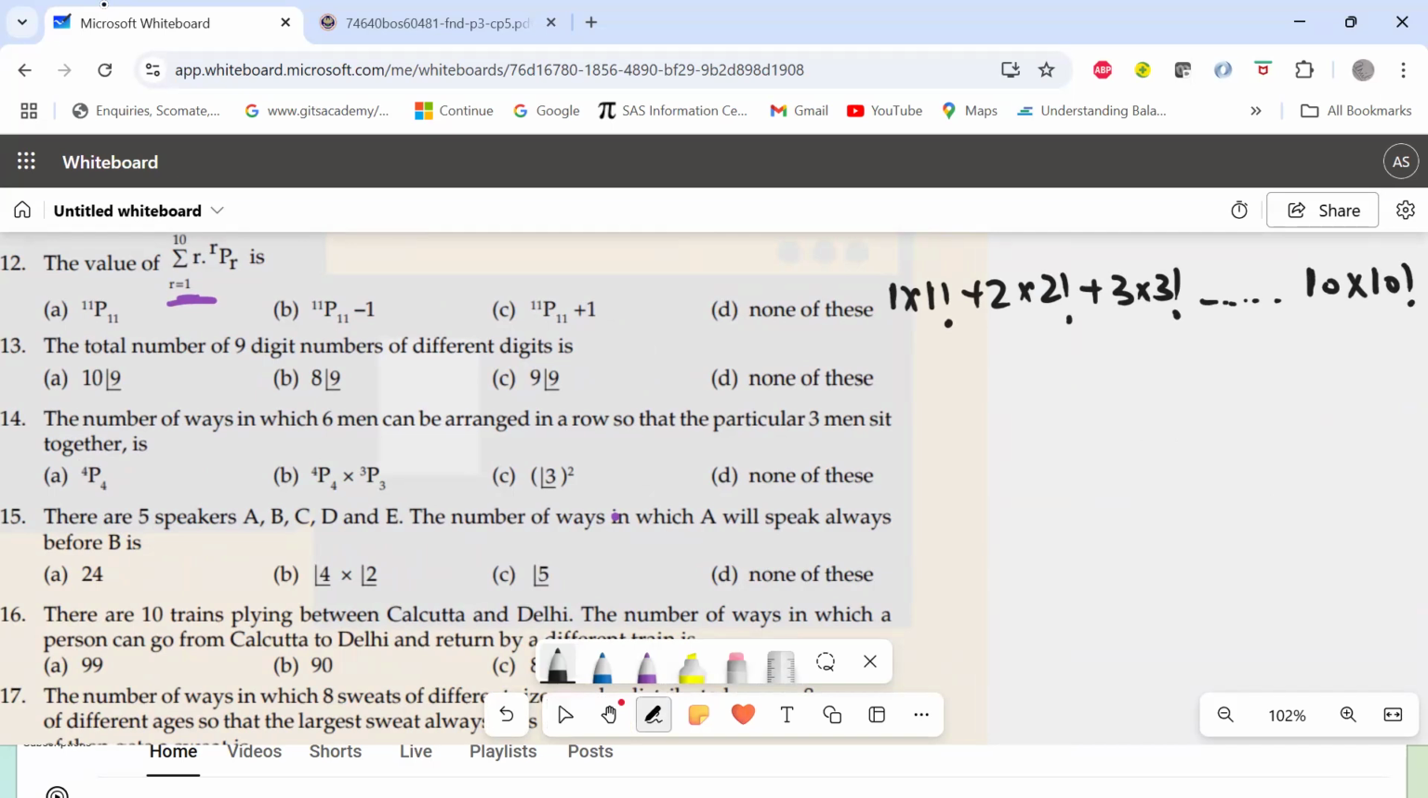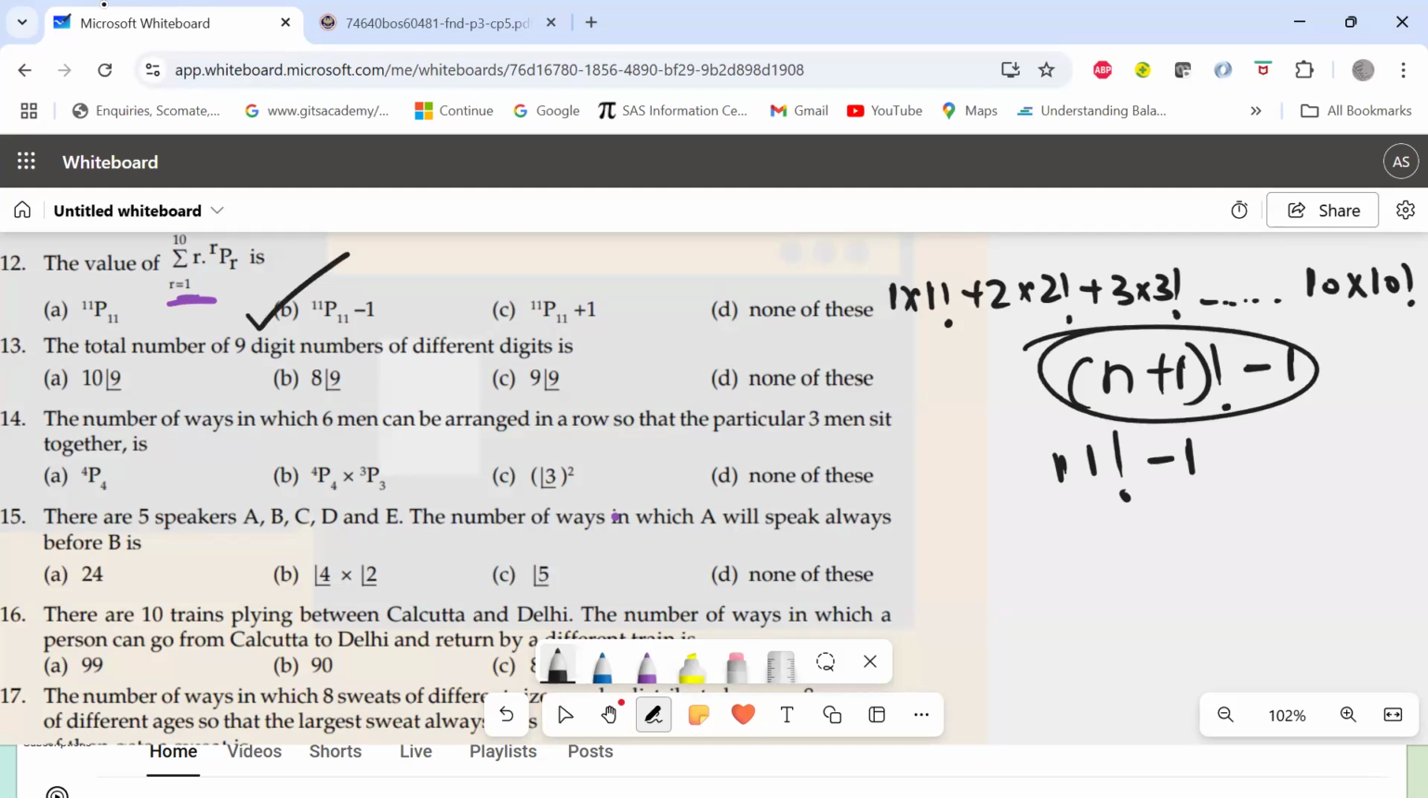So you can remember the formula for this. For n terms, the answer is n plus 1 factorial minus 1. So the answer for this would be 11 factorial minus 1. This would be your answer for this question, meaning 11P11 minus 1.